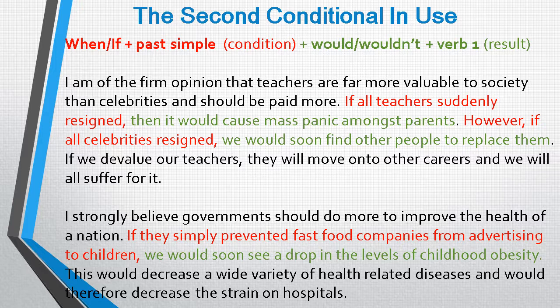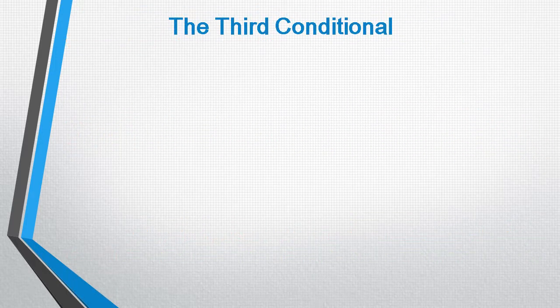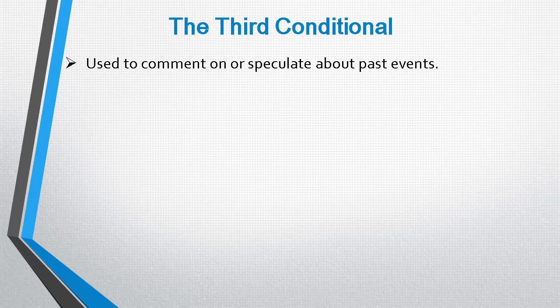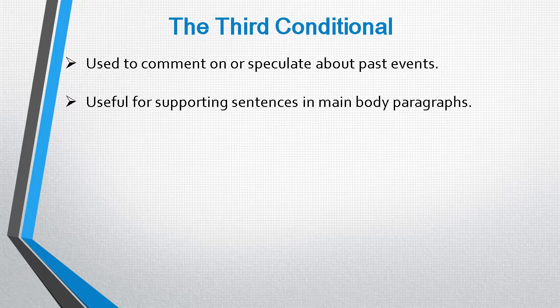Okay, now onto the last conditional, which is the third conditional. This conditional is used to comment on or speculate about past events. And it's useful also for supporting sentences in main body paragraphs. We wouldn't really want to be starting to speculate about past events in our conclusion or our introductions, so it just makes sense to use it, as with the other conditionals, as our supporting sentence.